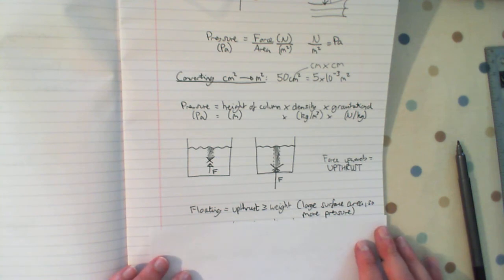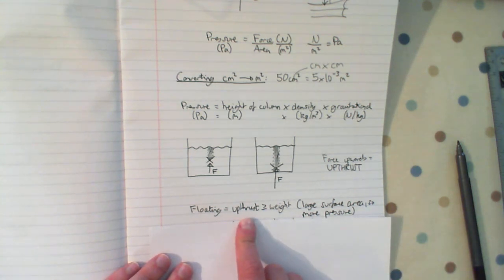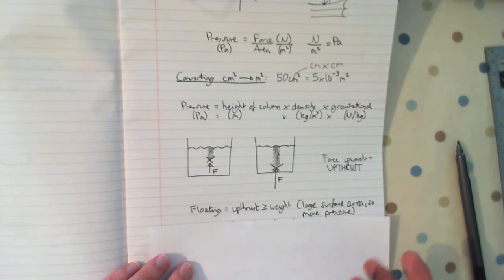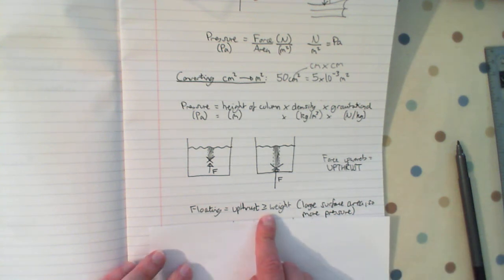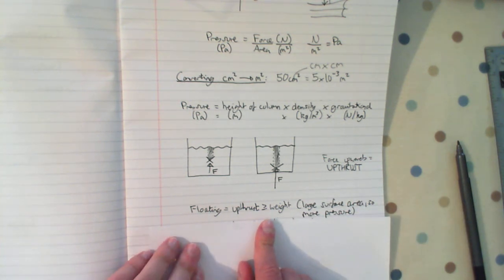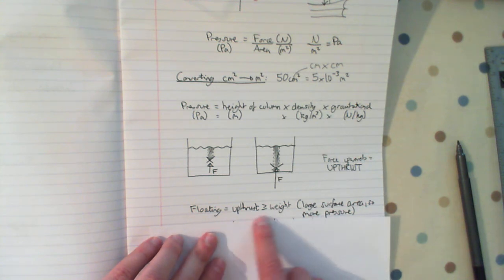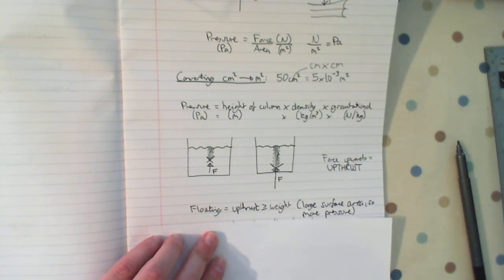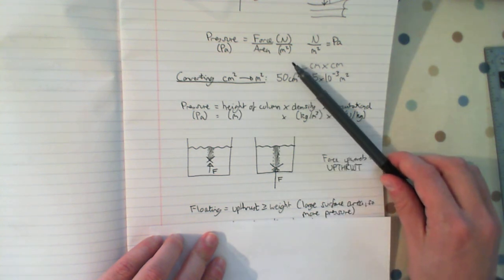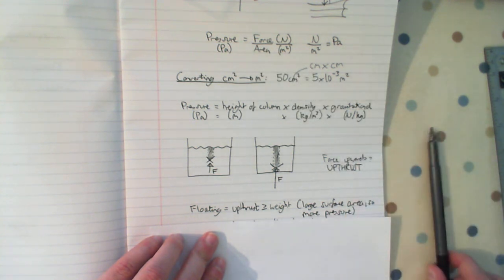Why do objects float? For example, if the upthrust is equal to the weight, it will float. Or if the upthrust is greater than the weight, it will not only float, it will actually start rising off into the air when it gets to the surface. So to get the upthrust to equal the weight, you can have a large surface area. If you go back to the equation up there, large surface area decreases the pressure.